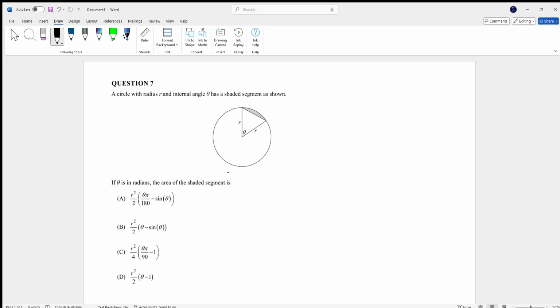Alright, question 7. A circle with a radius r and internal angle theta is shown, and has a shaded segment as shown there. So the shaded bit being this here. If theta is in radians, the area of the shaded segment is, and they give you a couple of options here. Now, I don't know many people that got this one fully correct because it requires a bit of knowledge from Unit 2.